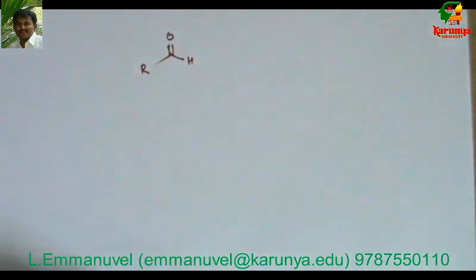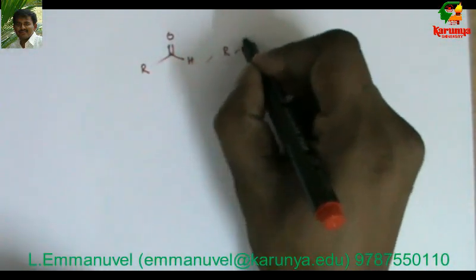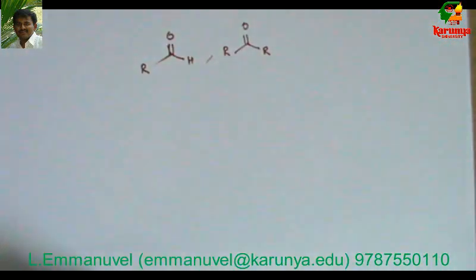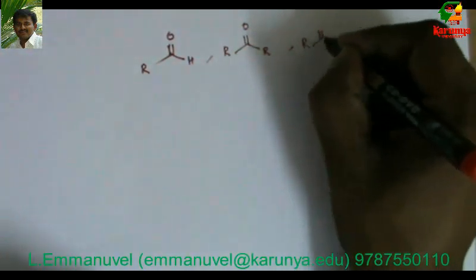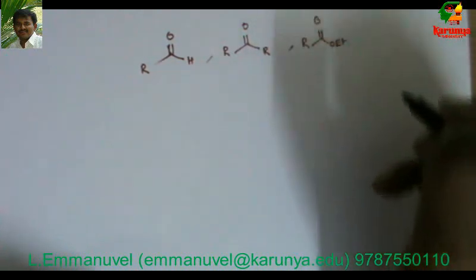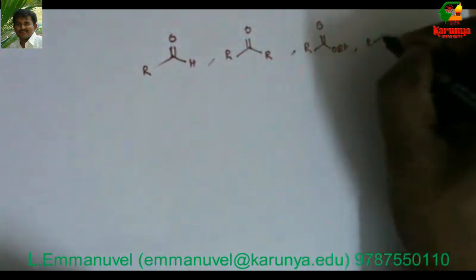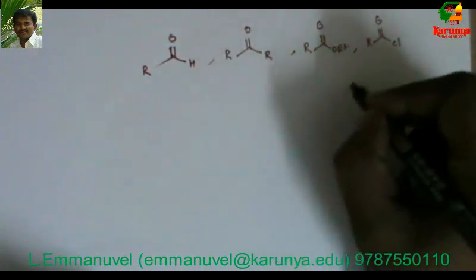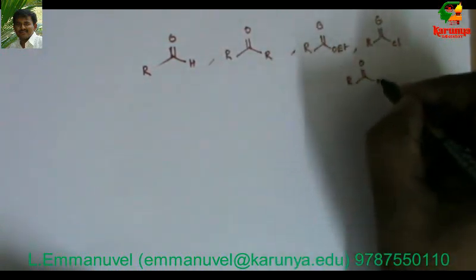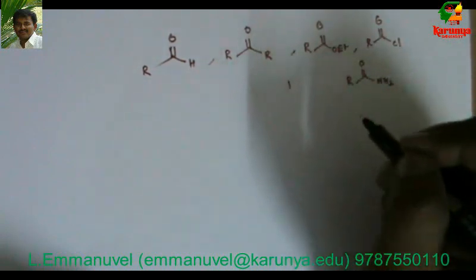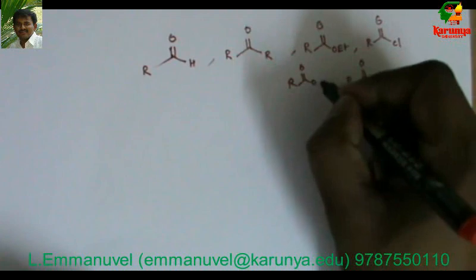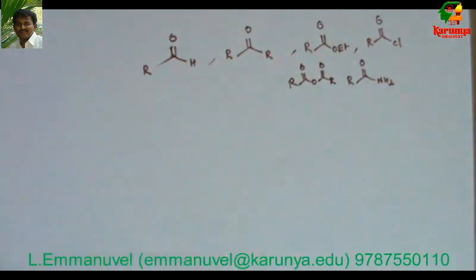The carbonyl group may be aldehyde or ketone, ester, acid chloride, amide and anhydride. So with the carbonyl group, there are several functional groups. Now, how does the nucleophile add to this? In the case of aldehyde and ketone, it is the same.